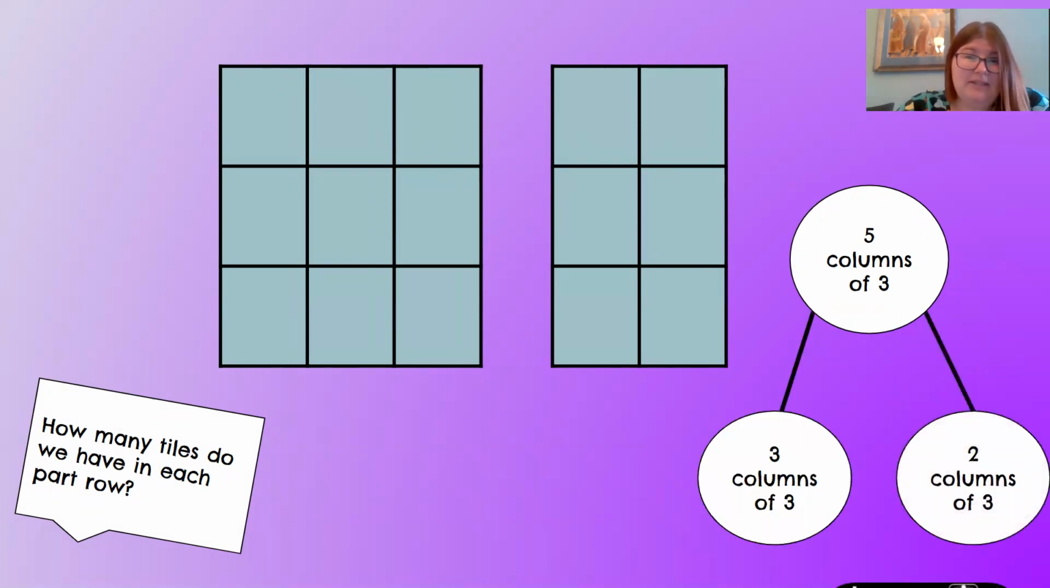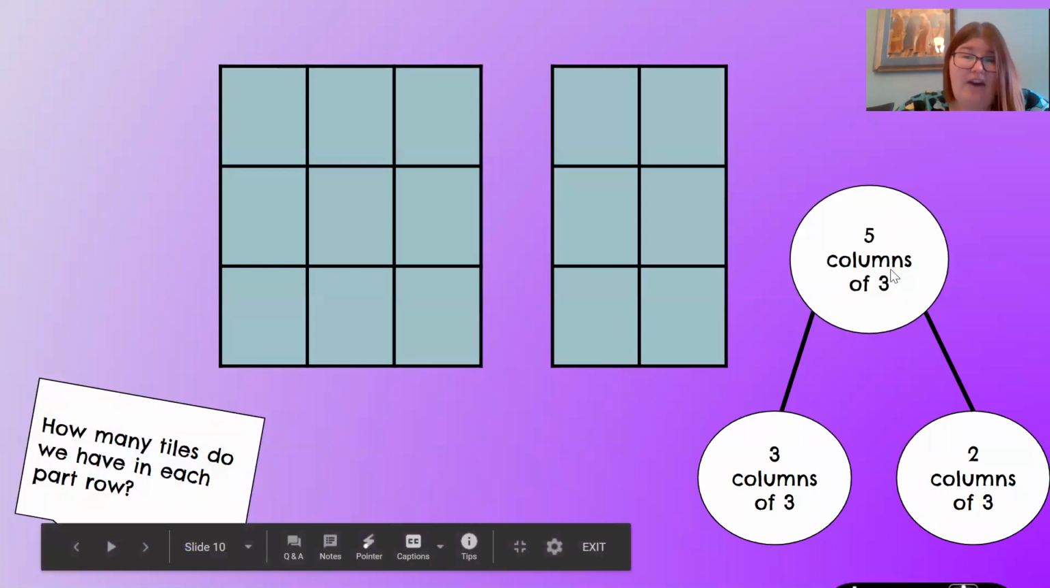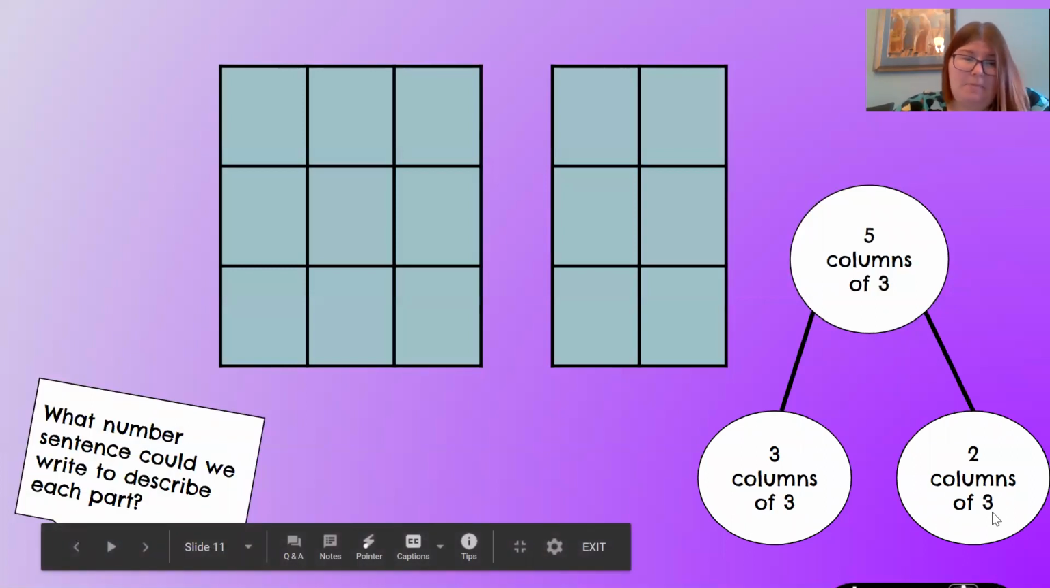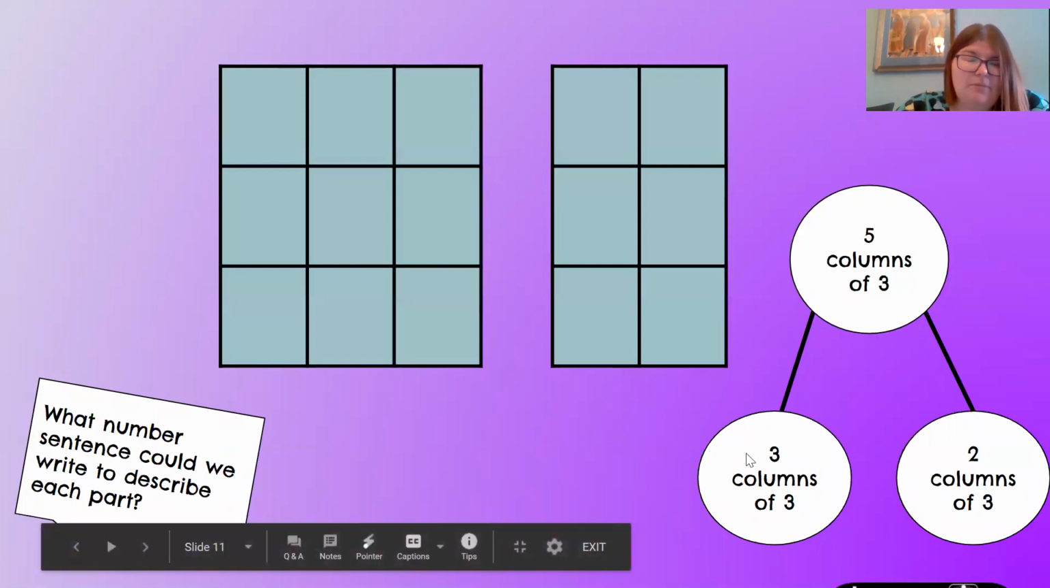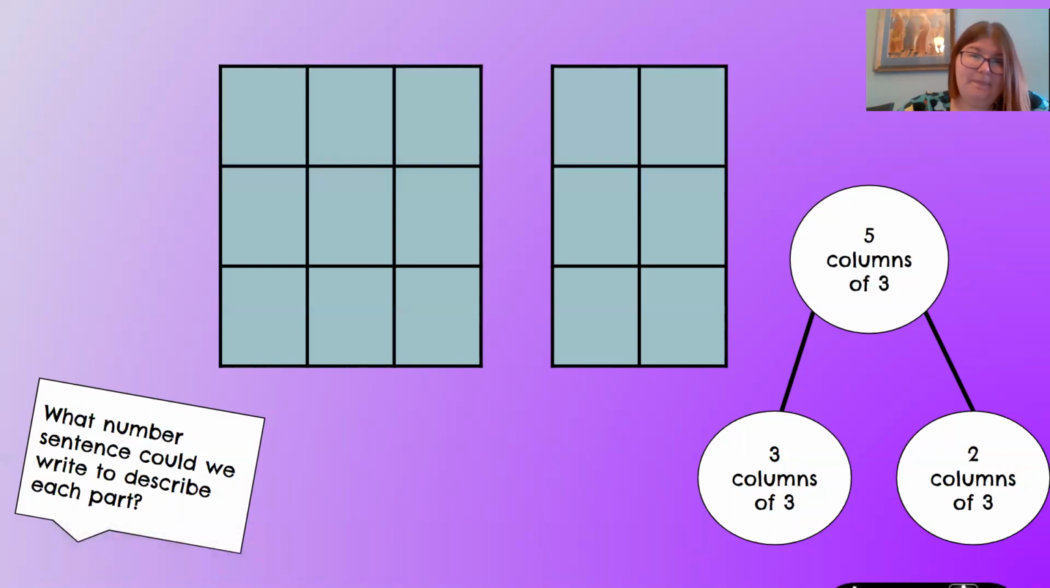So it might look something like this if we use a number bond. We started out with 5 columns of 3. We've separated one with 3 columns of 3, and we're left over with 2 columns of 3. What number sentence could we use to describe each part? How could we use a repeated addition sentence to describe our 3 columns of 3 and our 2 columns of 3?